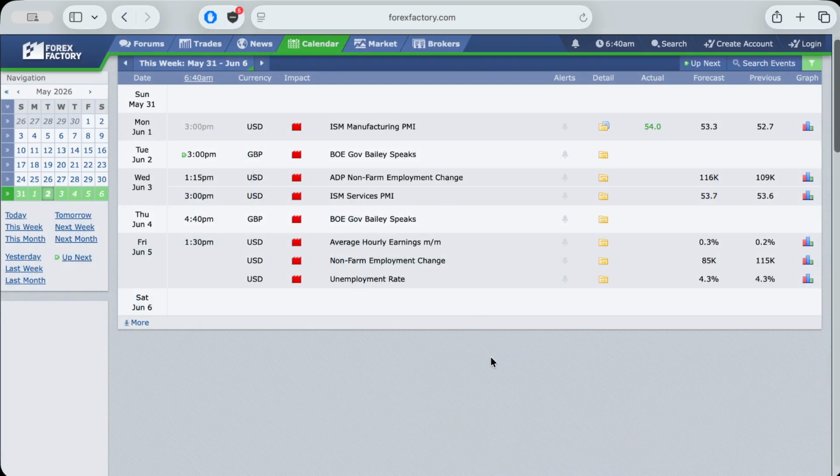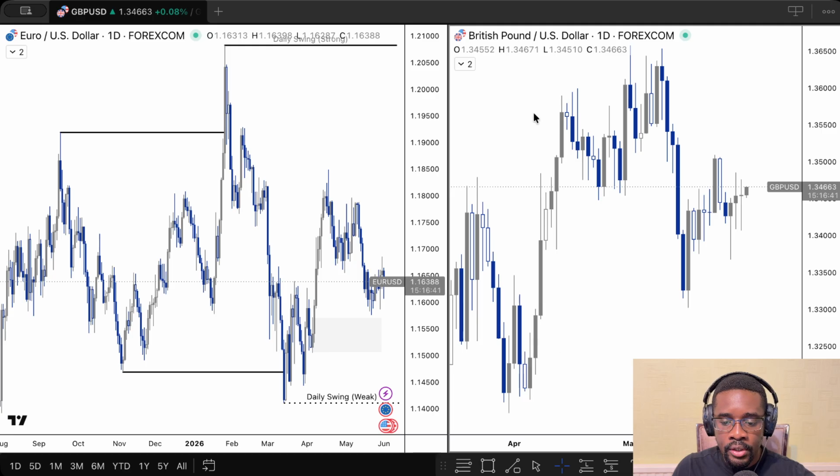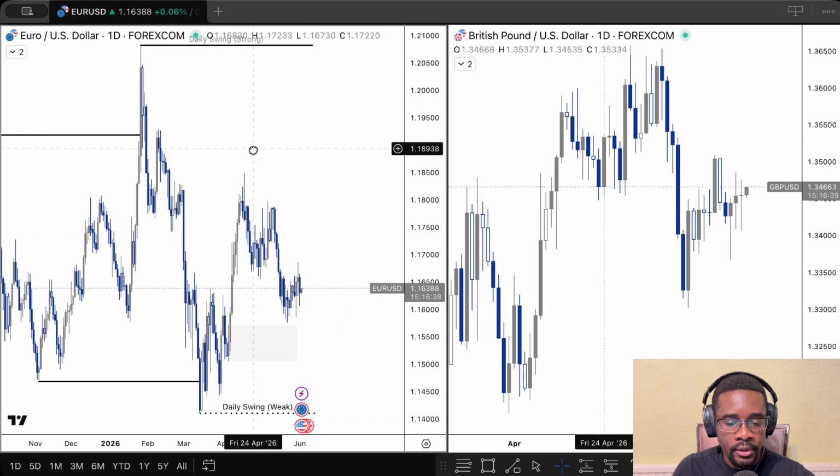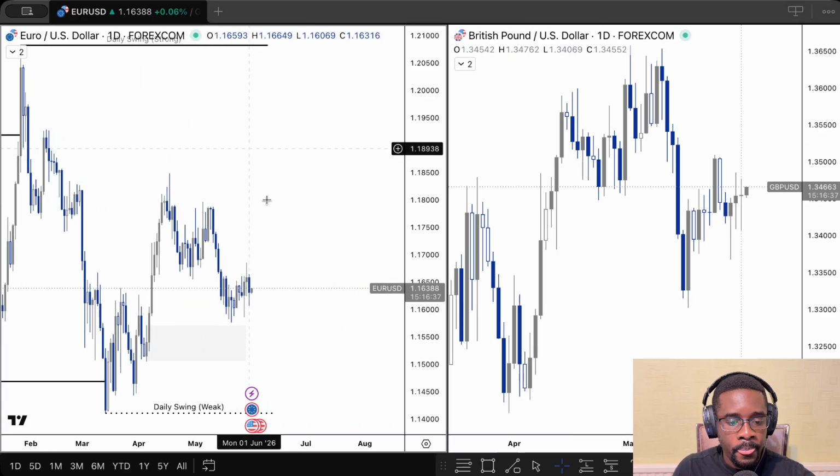So, looking at Forex Factory, today's a Tuesday. We do not have high impact news for the USD. We do have the governor for the Bank of England making a speech at 3 p.m. Let's look right into the charts. Let's see what we can expect today.